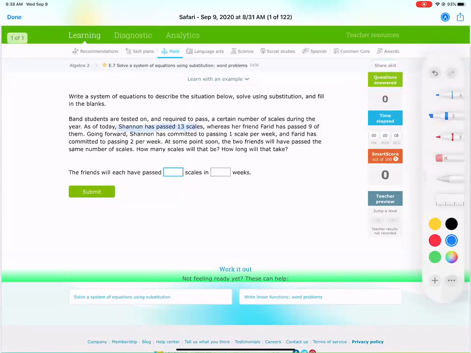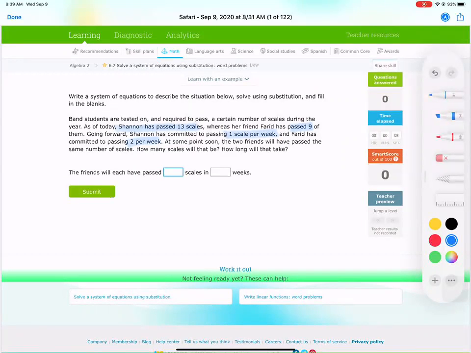Shannon has passed 13, and her friend, Farid, has passed 9 of them. Okay? Going forward, Shannon has to commit to passing 1 per week. Farid has to commit to passing 2 per week. At some point soon, the two friends will have to pass the same number of scales. How many scales will that be, and how long will it take?